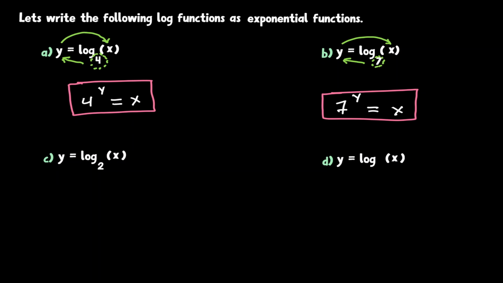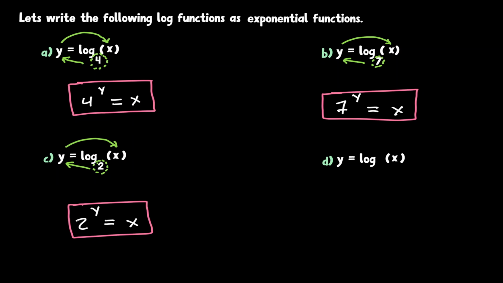In example C, the base of my logarithm is 2. Our exponential is going to have a base of 2. And then we're going to raise that to what the equation was equal to, which is y. And now this exponential is going to be equal to what we had inside the function, which is a variable of x.